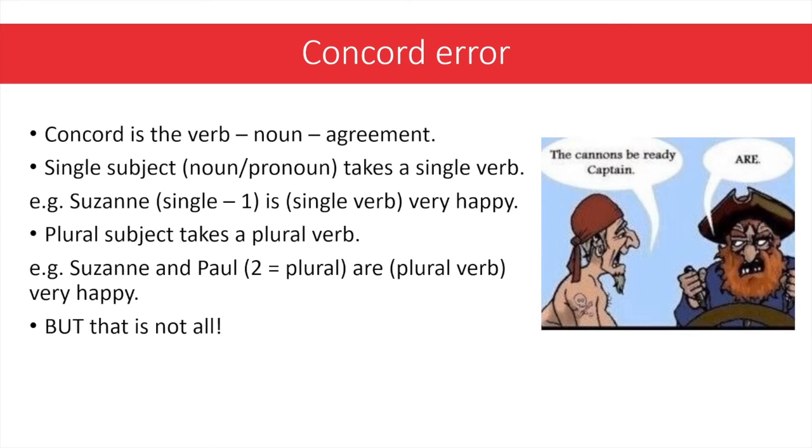For example, Suzanne and Paul. Those are two people. If I replace Suzanne and Paul and I make it "they", it's easier to then figure out. They are very happy. We can't say they is very happy. So it won't be "Suzanne and Paul is very happy". It must be "are". But that's not all. So let's have a look at the next.